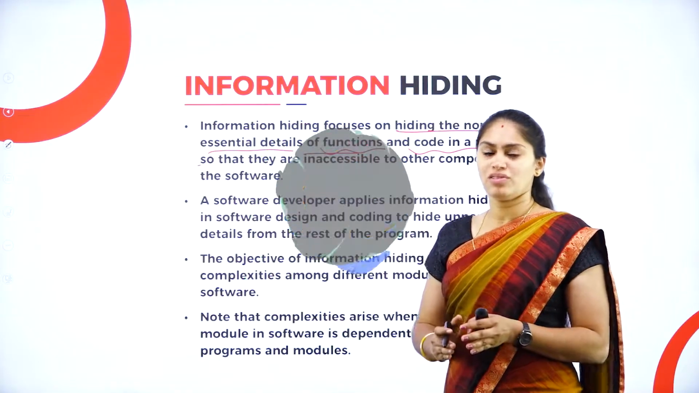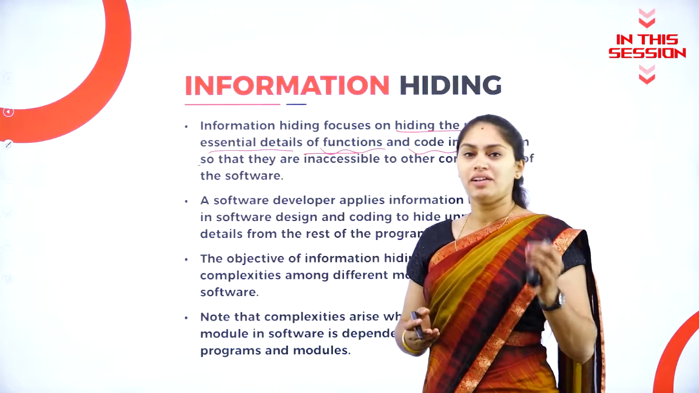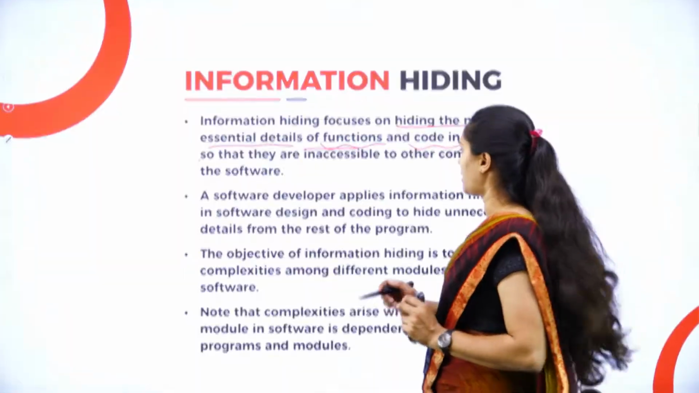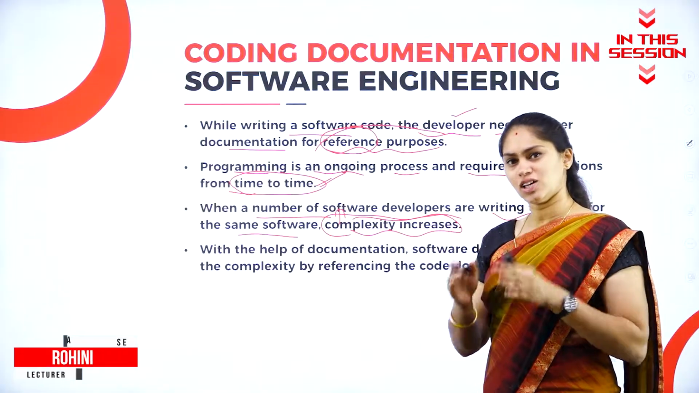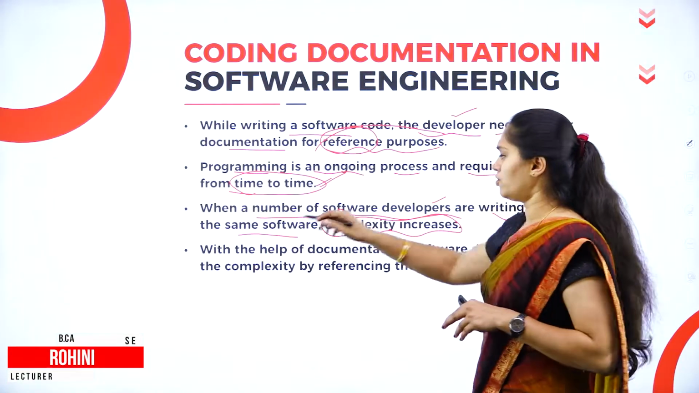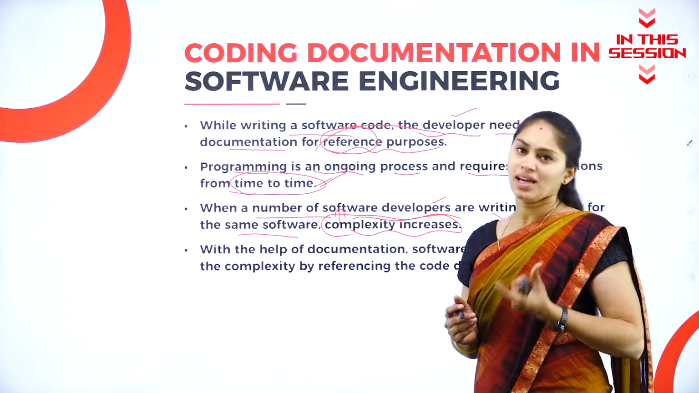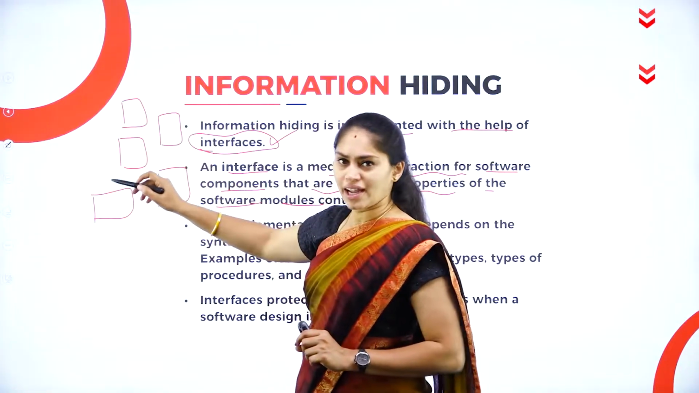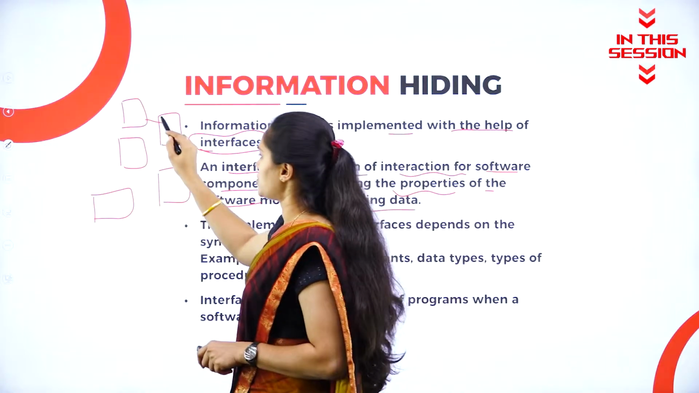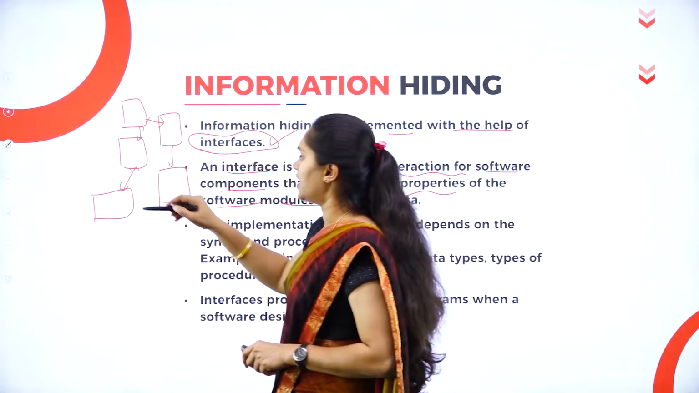When we have more information hiding, at that time efficiency will be high because the user will not know its internal working. So if all the persons, or all the developers, are writing code for the same software problem, at that time complexity is going to increase. In order to communicate, or to establish a relationship between one module and another module, we are going to use this interface.